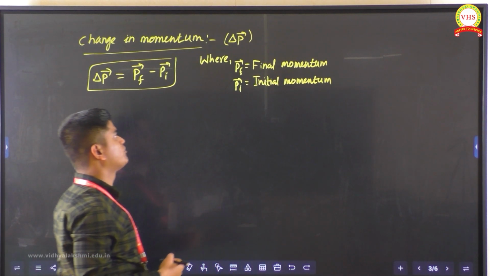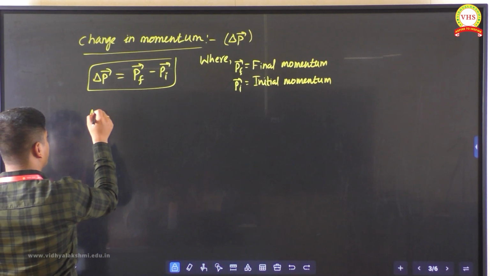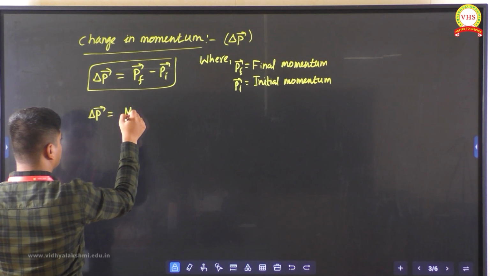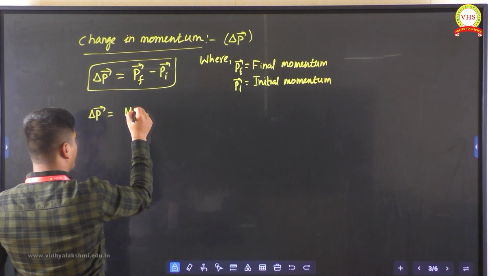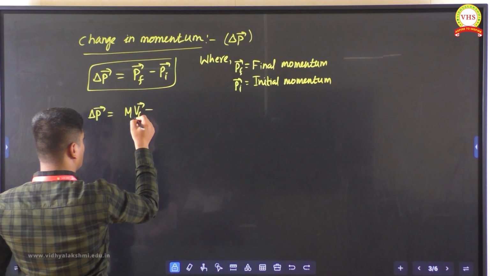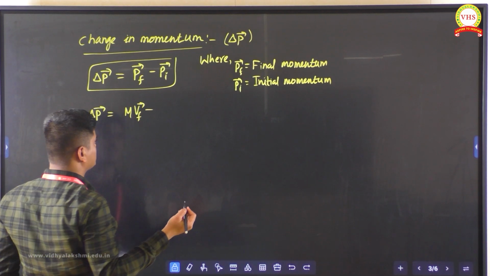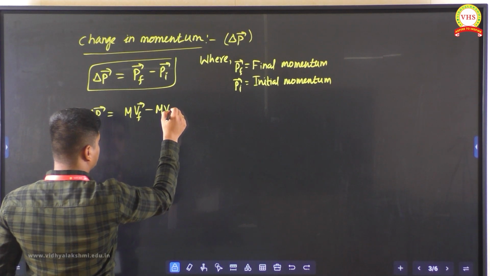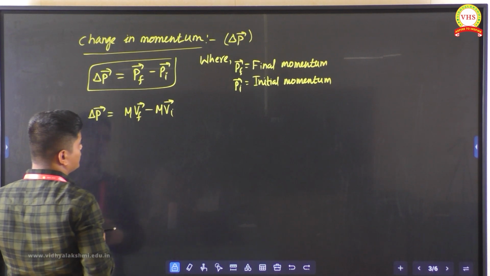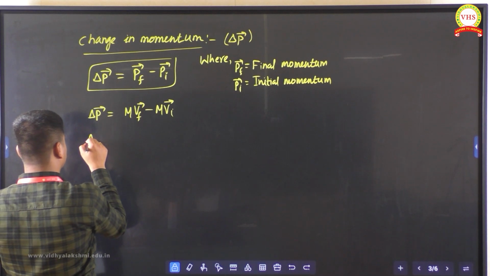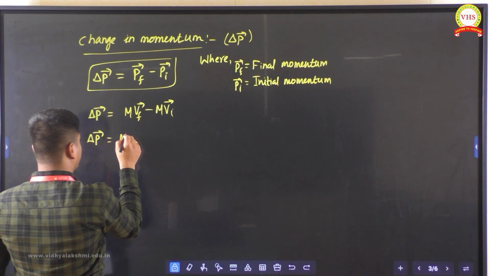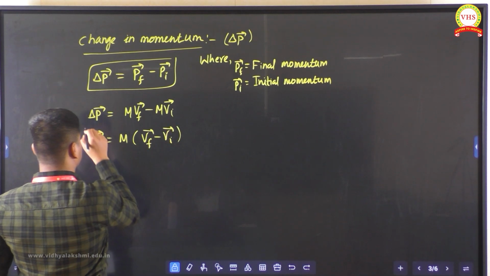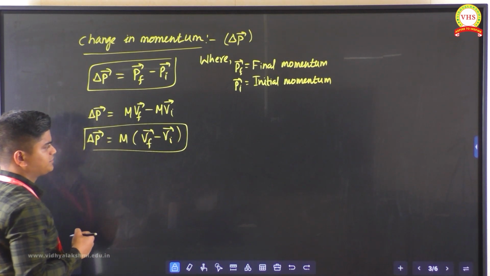Final momentum minus initial momentum. So this delta P I can also write as mass into V final minus mass into V initial. Mass is constant here, so I can take mass common: change in momentum equals mass into final velocity minus initial velocity.